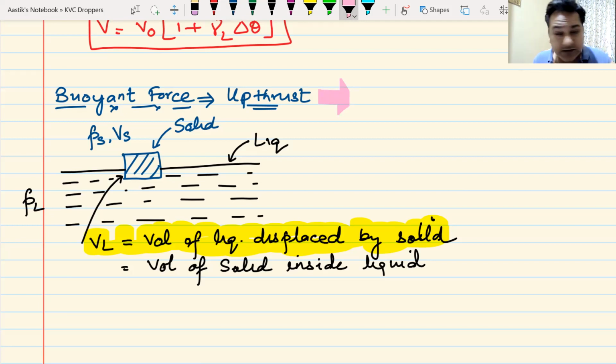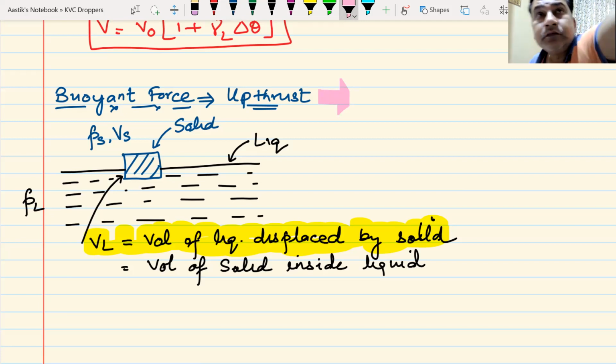This question can easily come in JEE Mains or JEE Advanced if you don't understand the logic. Why is there upthrust? Why does the liquid apply a force upwards? Why does it not apply a force downwards, or why does it not apply any force? Why is this force coming? Any idea?